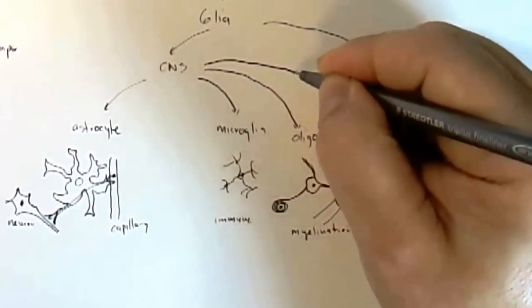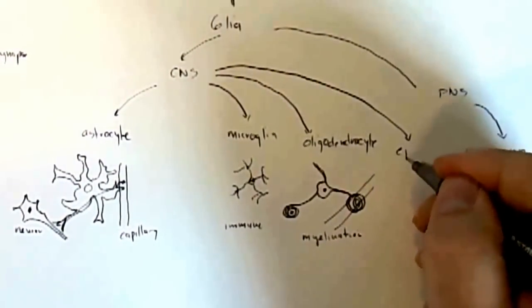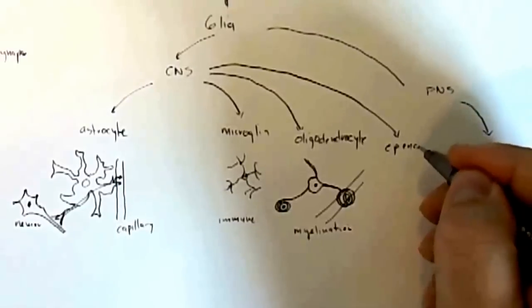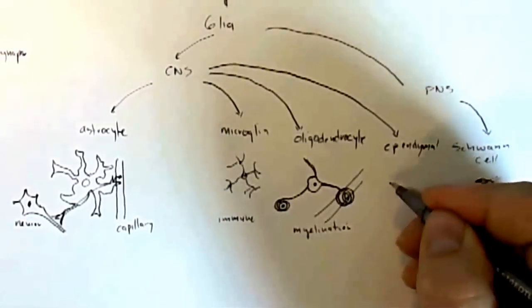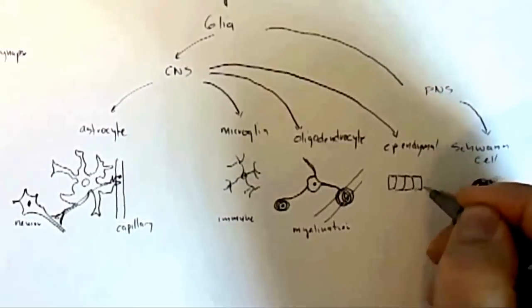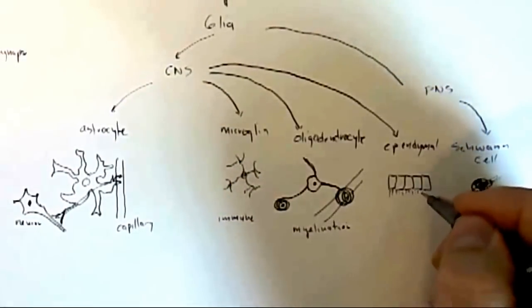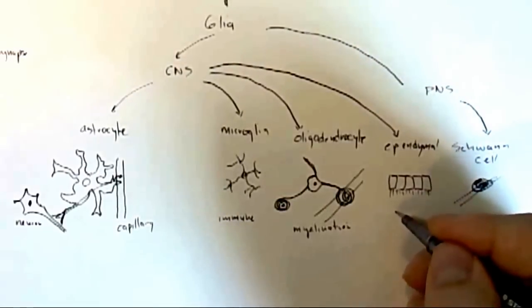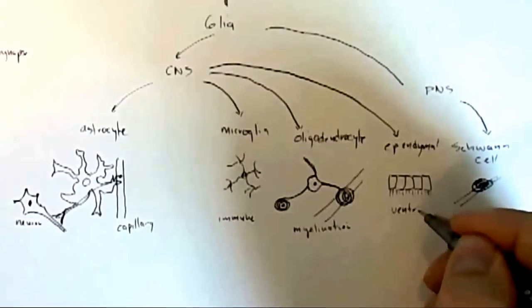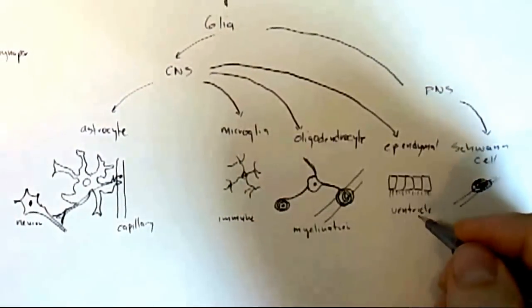Our last CNS nervous tissue cell is called an ependymal cell. And these look a lot like epithelia. This would be inside of a ventricle. So inside of your brain you have open spaces that are filled with fluid, and they're called ventricles.